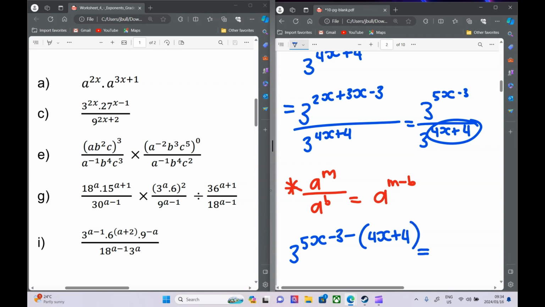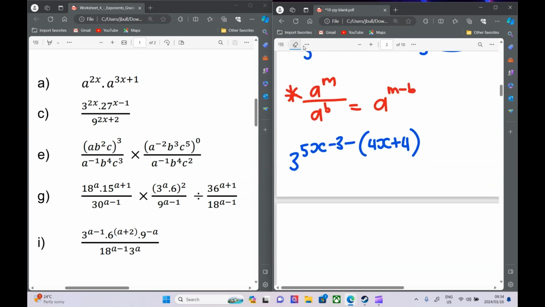And so we are going to end up with, let me just write it on another line. I don't think I'm having enough space there. Okay, we're going to end up with 5x minus 3 minus 4x minus 4. Okay, then let's simplify that. So 5x minus 4x is just going to be 1x, or you can just write x. And minus 3 minus 4 is going to be minus 7.